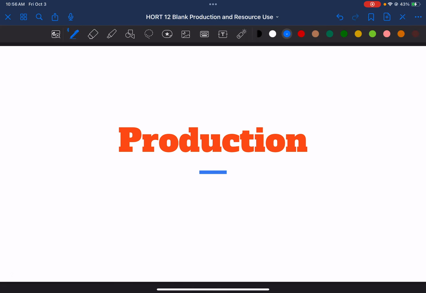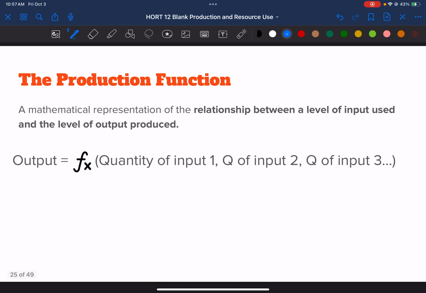Okay, our next topic is production. So how do businesses decide how much product to produce? So first of all, we have to understand the production function. The production function is a mathematical representation of the relationship between a level of input used and the level of output produced. So this looks a little bit different from a normal equation.